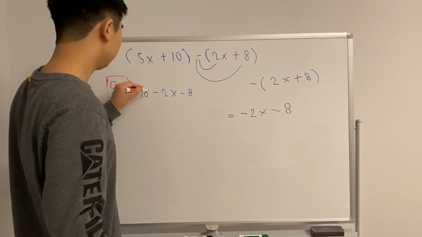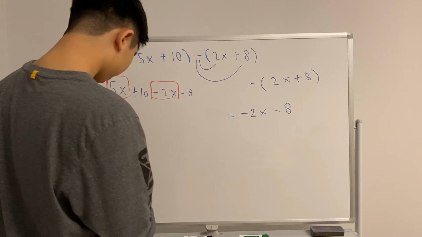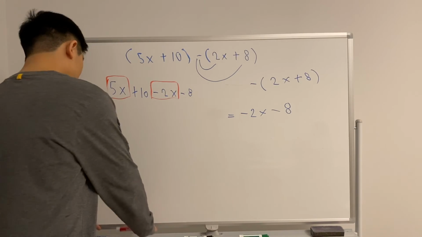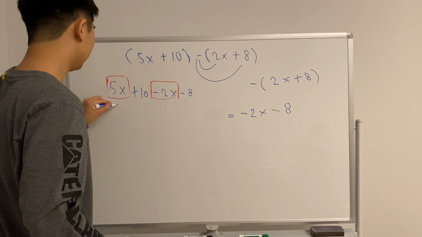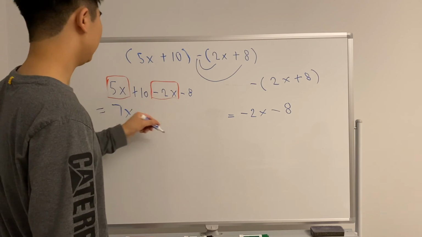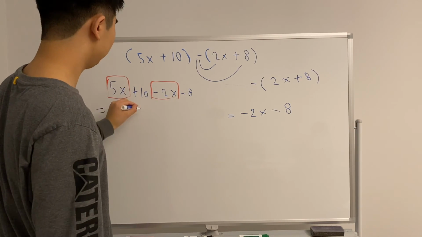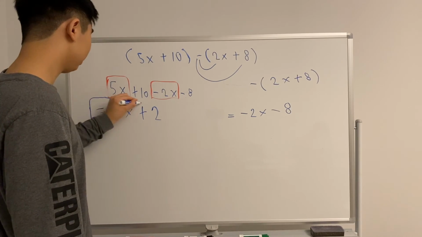5x, 2x, and 10 and 8 are like. So 5x plus 2x, pretty simple. 5 plus 2 is 7x. Keep the variable the same. 10 minus 8 is 2, positive 2. So that's your answer.